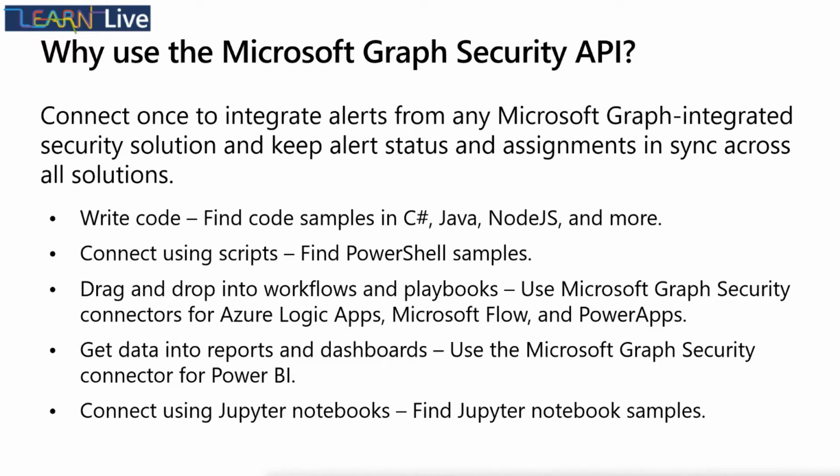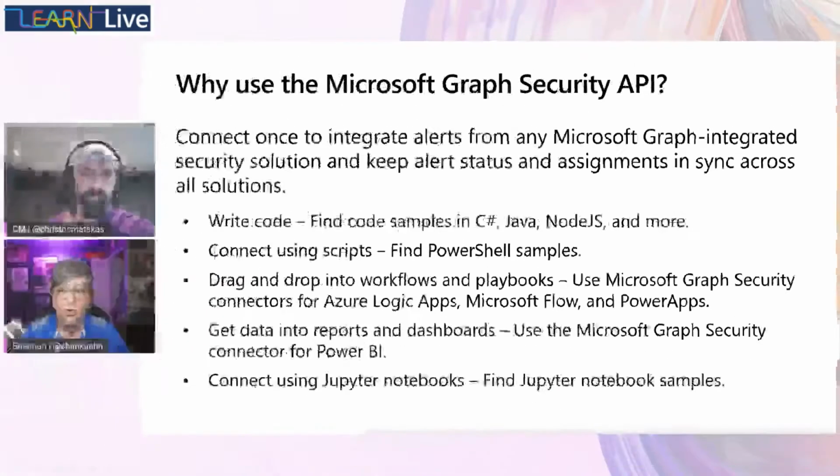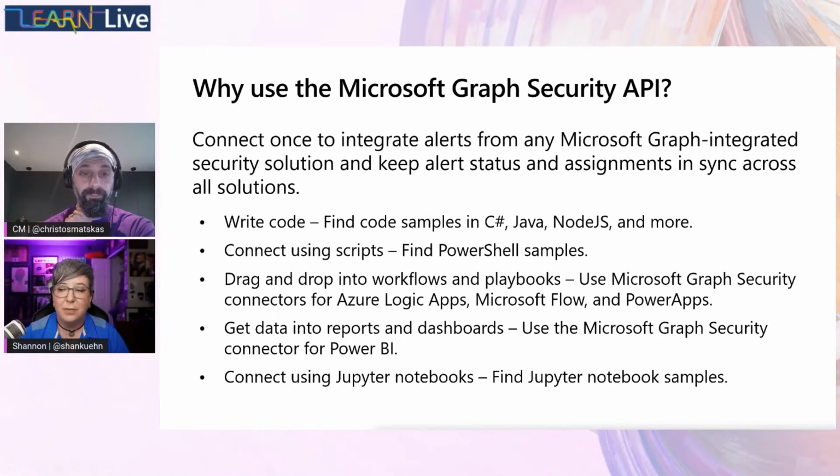So, if you think about it, there's a unified interface and schema to integrate with security solutions from Microsoft and ecosystem partners. So this really does empower everyone to streamline security operations and better defend against the increasing cyber threats, right? The Microsoft Graph Security API federates queries to all onboarded security providers and aggregates responses. So as a developer, you can connect once to integrate alerts from any Microsoft Graph integrated security solution and keep alert status and assignments in sync across solutions, which is pretty cool.